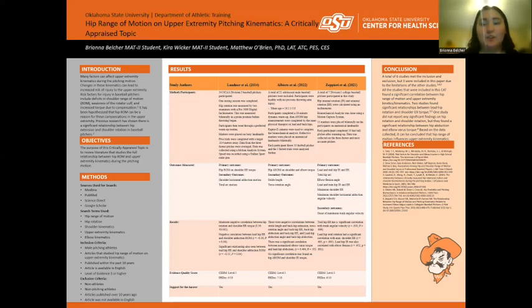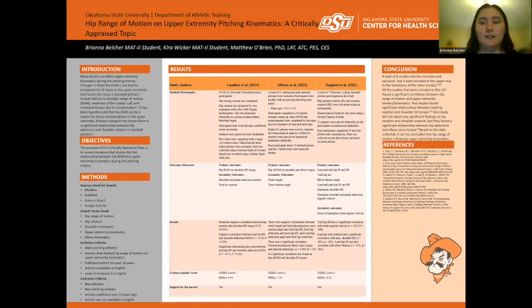I found a total of 6 studies that met my inclusion and exclusion criteria, but I only included 3 of these studies because of the limitations of the other studies. One of these studies looked at hip range of motion and upper extremity kinematics. However, it was only a segmental analysis and didn't actually look at that direct relationship. And other studies looked at hip range of motion and upper extremity range of motion in pitching athletes, but they didn't actually look at the active pitching motion. And the other 3 studies that I included did look at that active pitching motion.